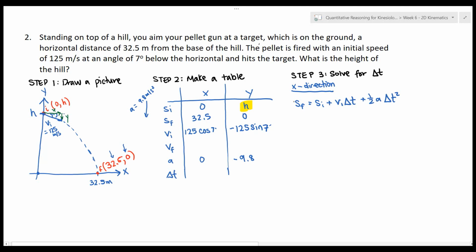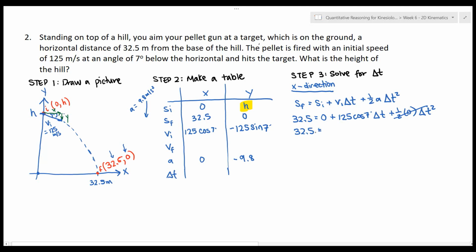All right, so S final is 32.5 equals S initial, which is 0, plus V initial, which is 125 cos 7 degrees delta t plus 1/2 A is 0 delta t squared. Since there's a 0 in this term, everything multiplied by 0 is just 0, so all of that just goes away. So let's simplify this a little bit.